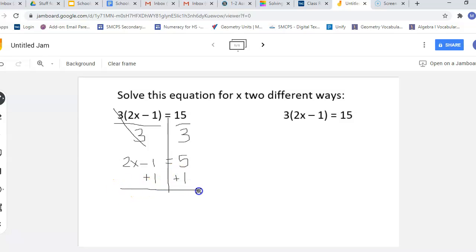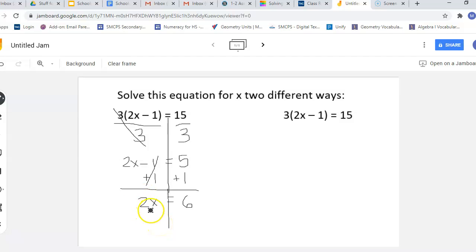Okay, that helps me because now these 1's cancel out. So a negative 1 and a positive 1 is 0. So they cancel out. We have 2x equals, and then we're going to do our 5 plus 1 here, which is 6. Alright. We just have one more step.